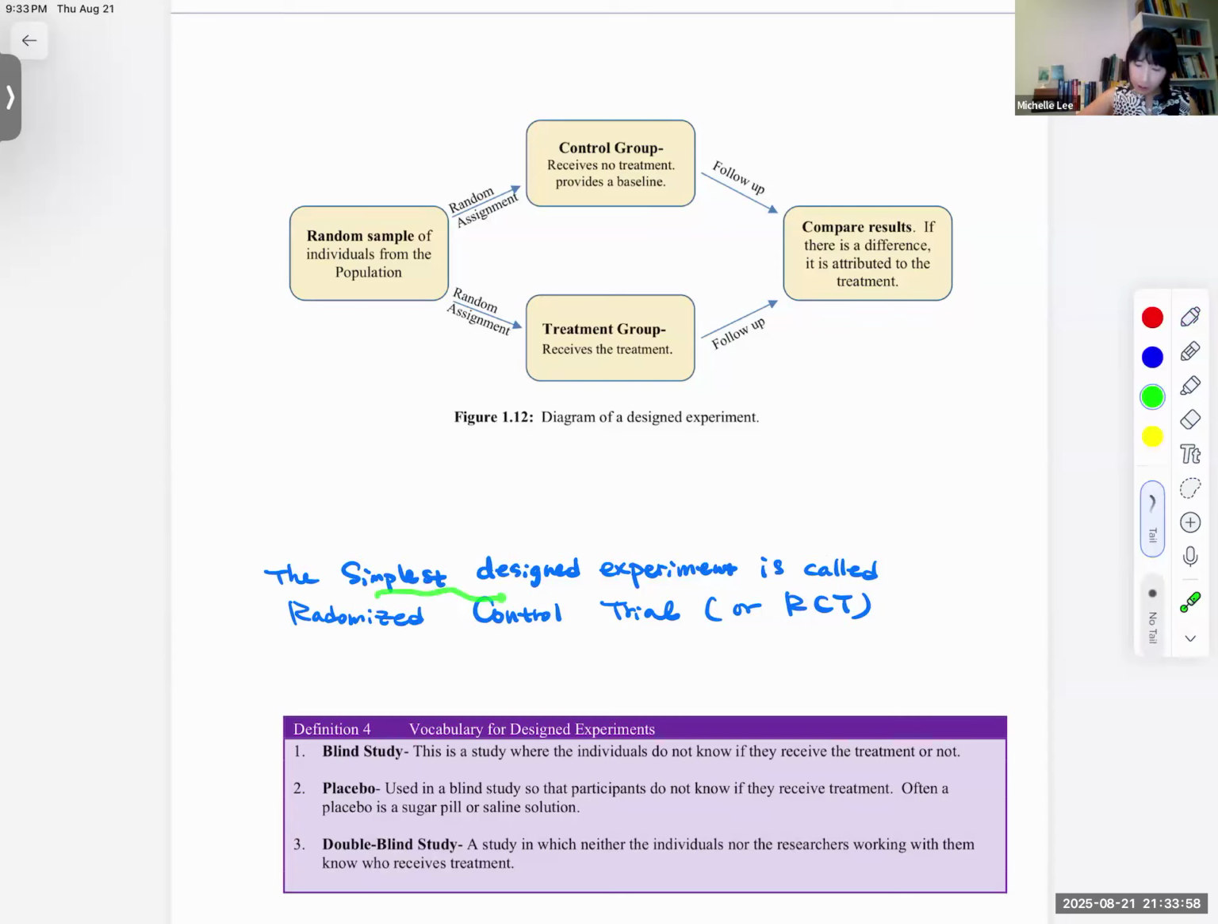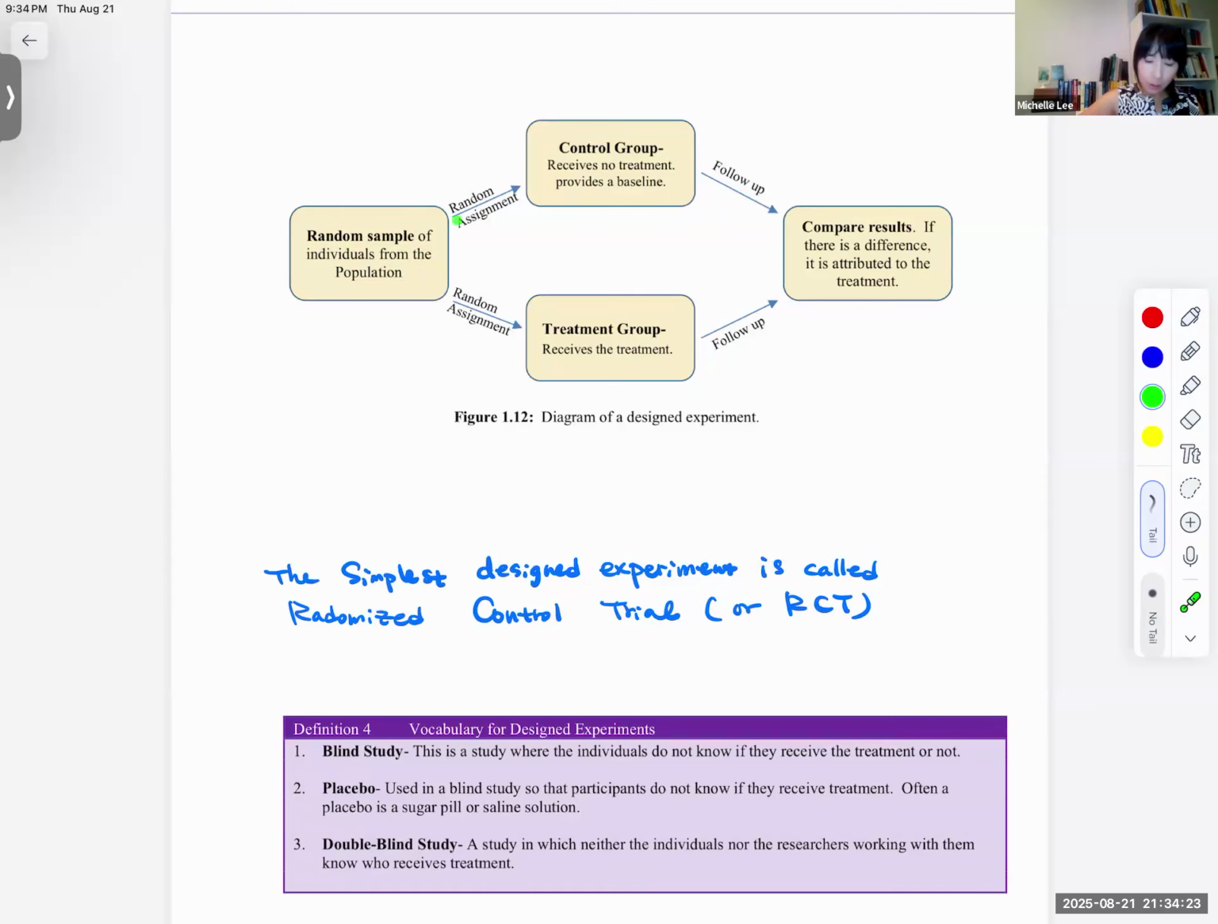Okay, so we have a terminology here. The simplest designed experiment is called randomized control trial. So they're just using the first letter acronym RCT, right? Okay, so let's take a look here. We have a random sample of individuals from the population.